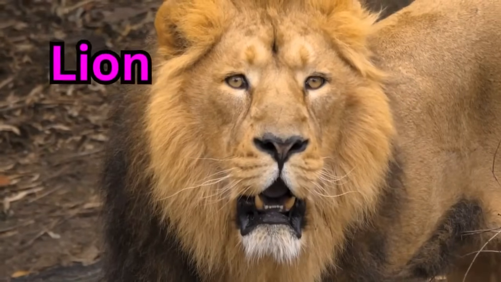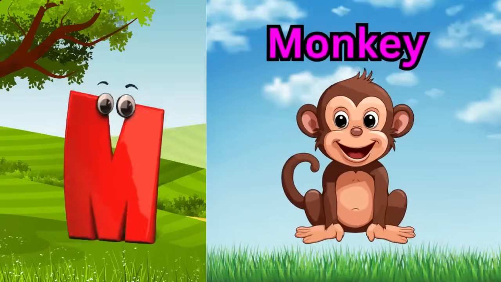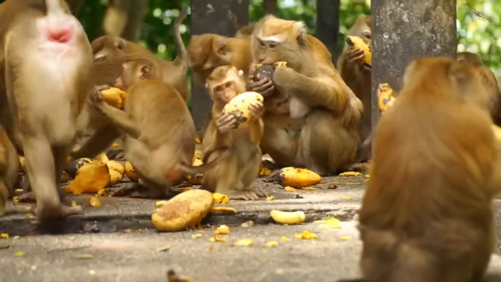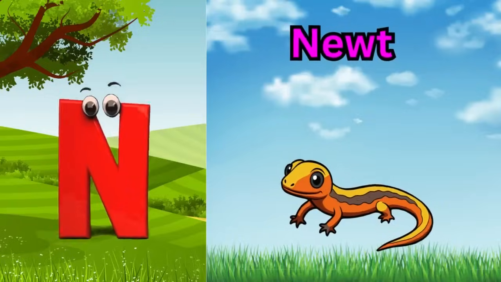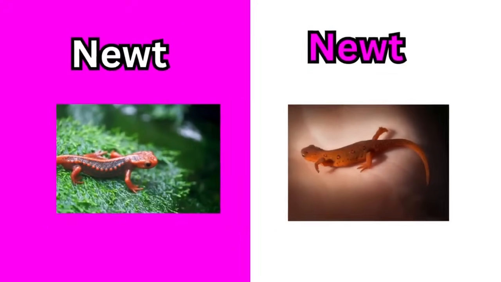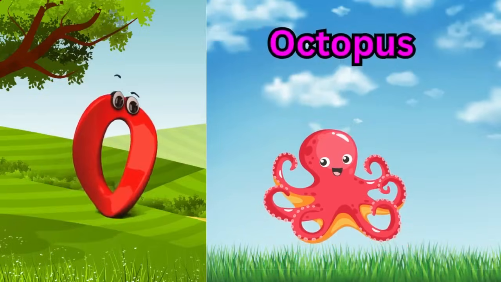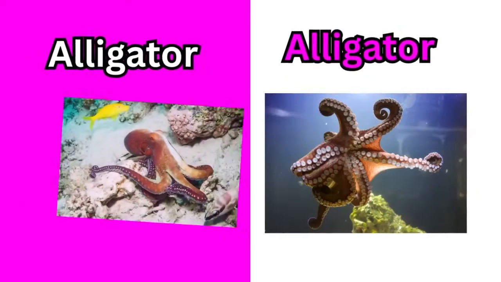This is lion, lion. M is for monkey, monkey. This is monkey, monkey. N is for newt, newt. This is newt, newt. O is for octopus, octopus.